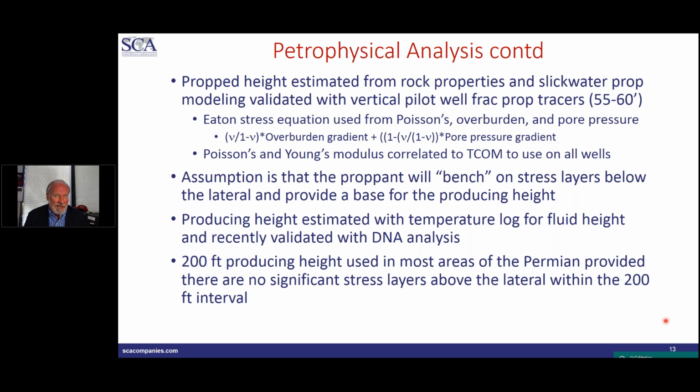We come out with about 200 feet plus or minus in the Permian, provided there's no significant stress layers above the lateral within the 200-foot interval. You can certainly limit it with that.